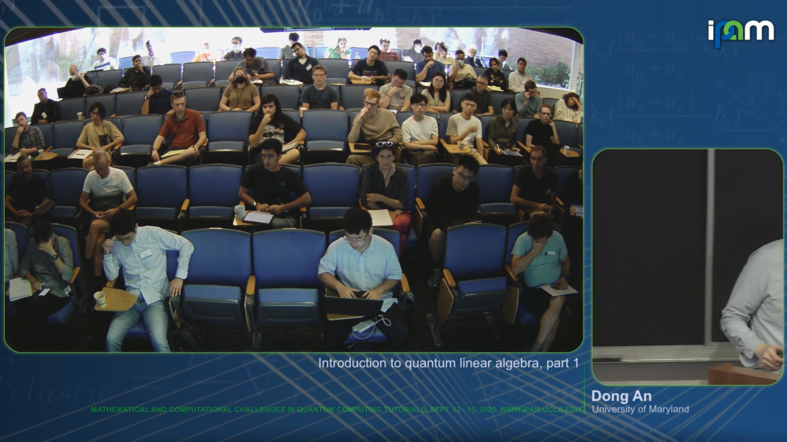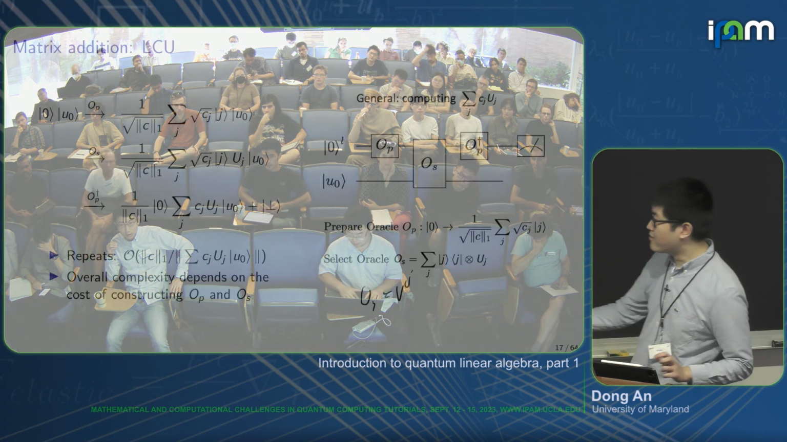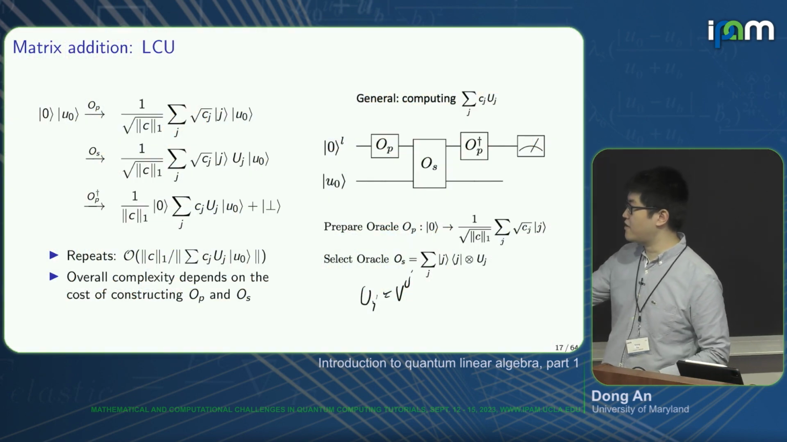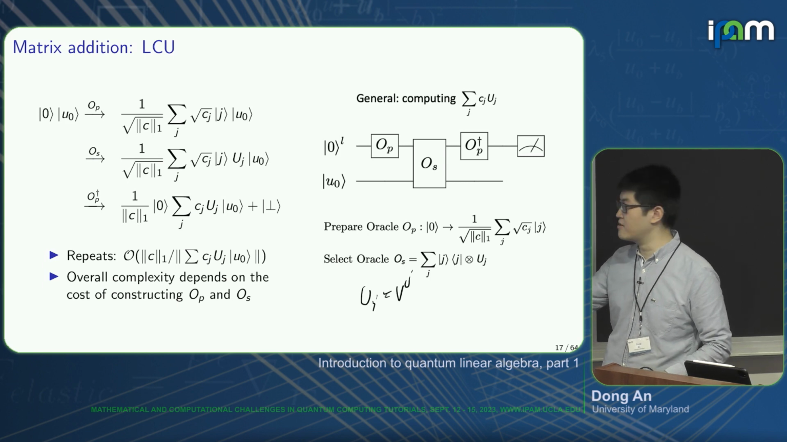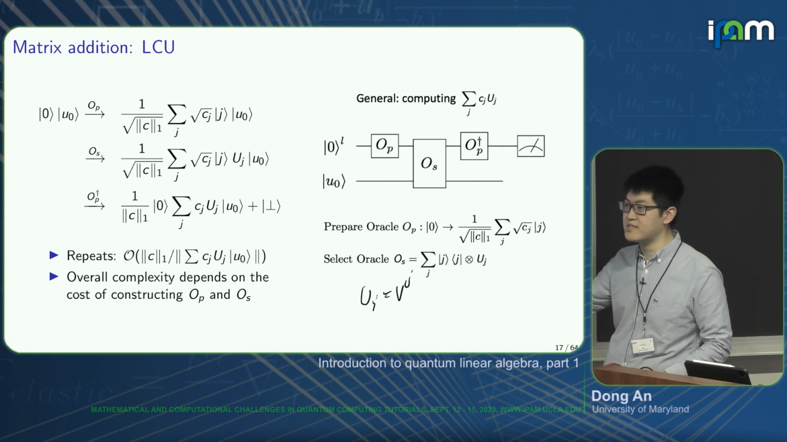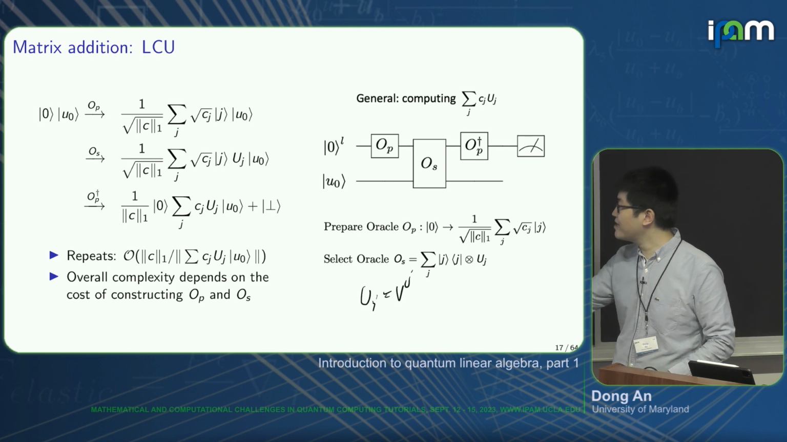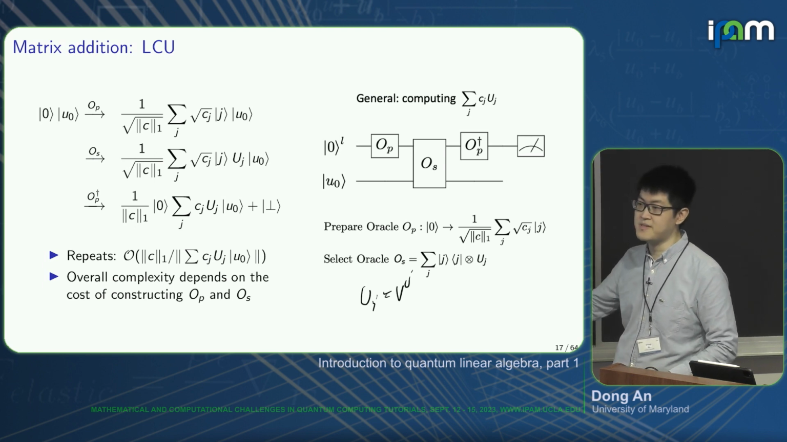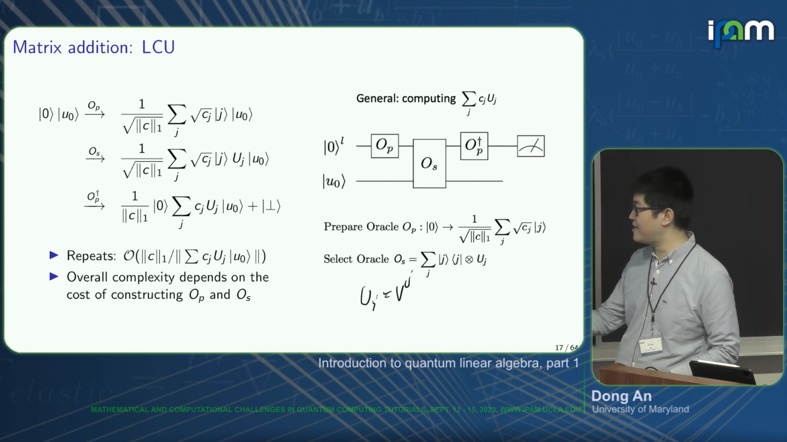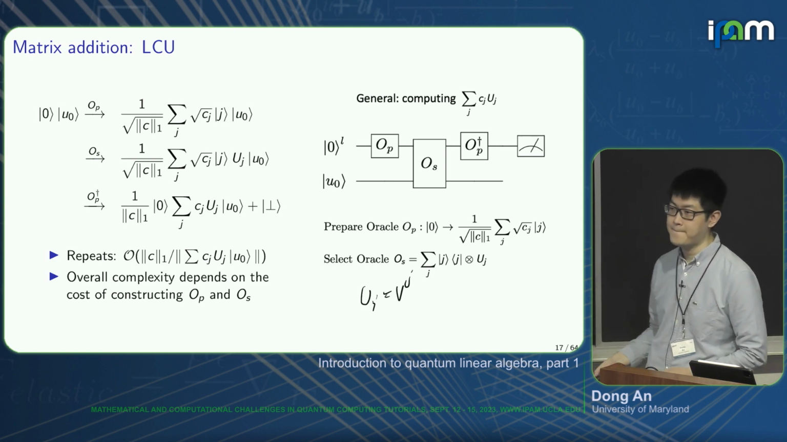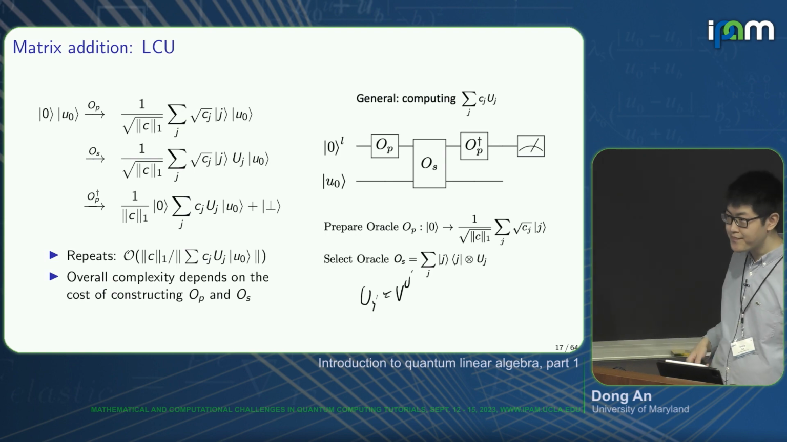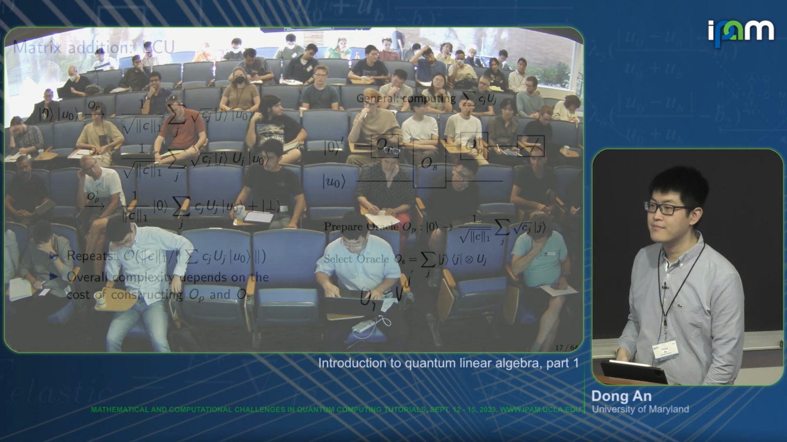The cost of LCU will depend on the cost of constructing the prepare oracle and the select oracle. If the number of coefficients is large, then constructing the prepare oracle will probably be expensive, right? And for the select oracle, if you have more unitaries, it can be more involved. I guess I'm asking, what's the theoretical limit?